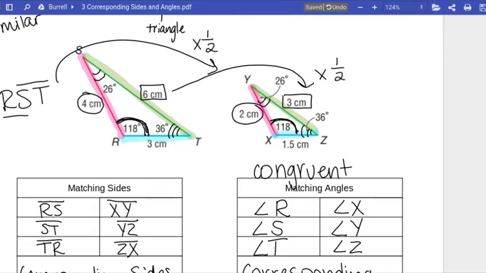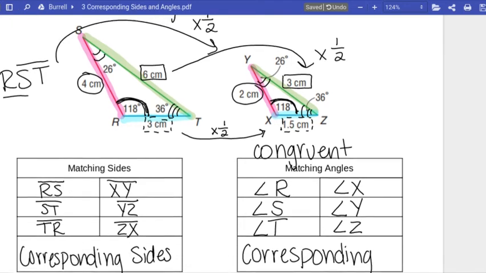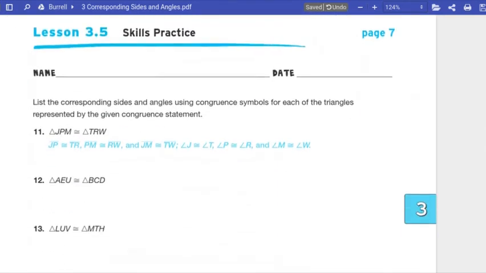Finally, looking at TR, TR is 3 centimeters, and ZX is 1.5 centimeters. Once again, 1.5 is half of 3. So each of the corresponding sides of our new figure are half the size of our original. Similar figures: all the angles are congruent, and all of the corresponding sides are based off of a scale factor.